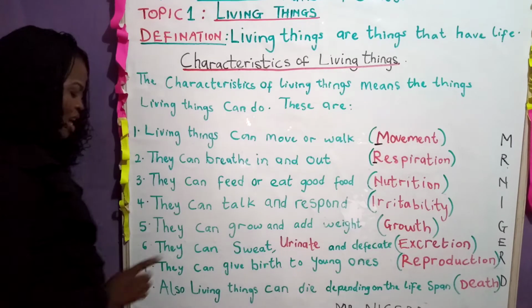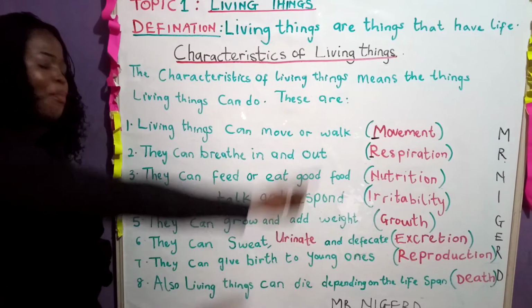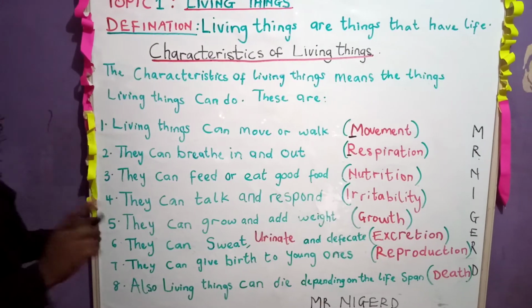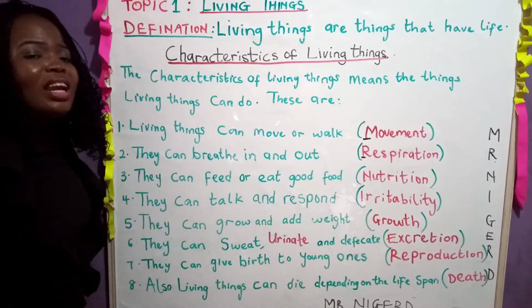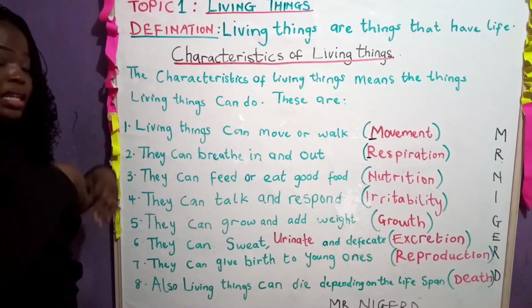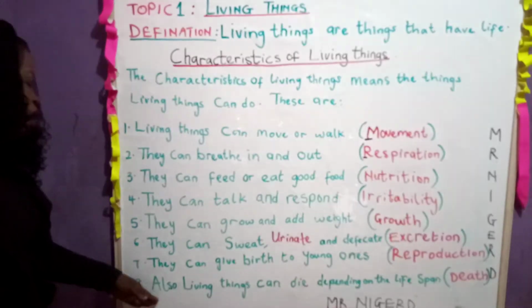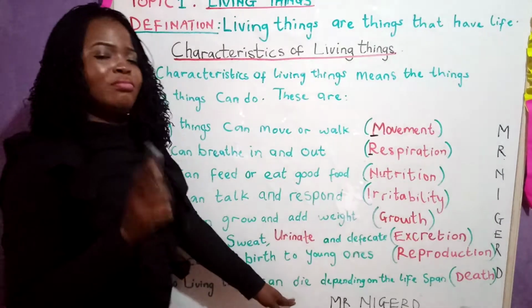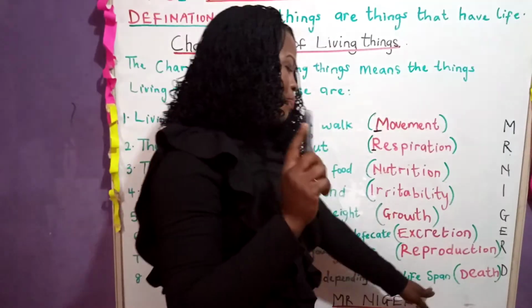And lastly, this must happen to all living things. There's no way you may live long on earth, on the land of the living. One day you will give up. That is also it. So all living things can die depending on the lifespan.